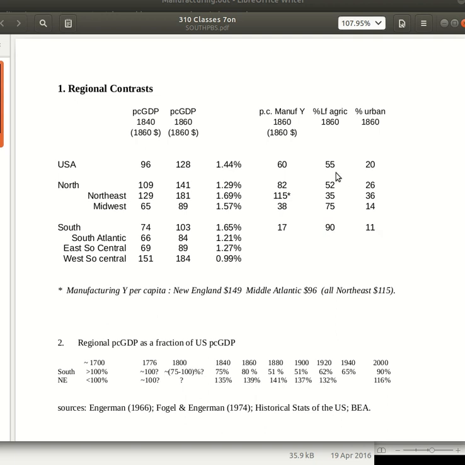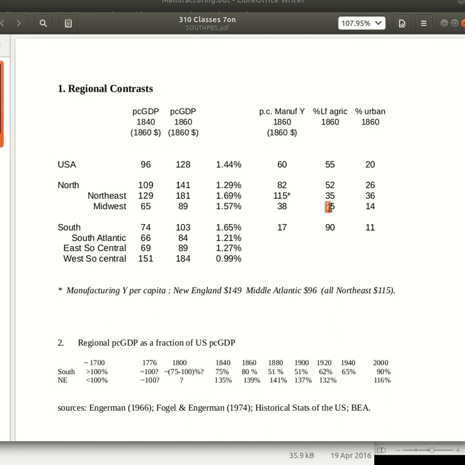Similarly, looking at the agricultural share of the labor force, 35% in the Northeast. Double that when you get to the Midwest, more than double. And then even more agriculturally based in the South. But again, the 75 and the 90 together may be suggesting an agricultural similarity in contrast to the Northeast.